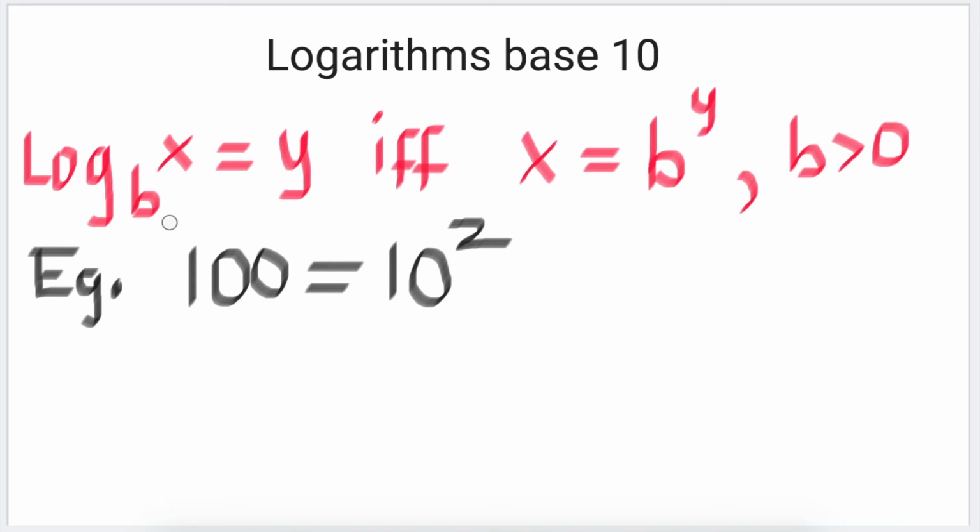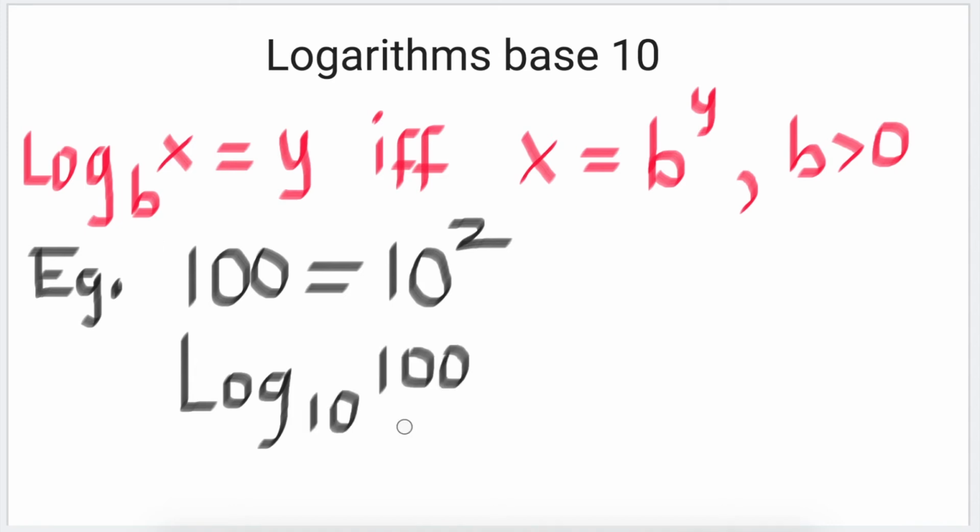If you want to rewrite this using logarithms, then this would be log base 10 of 100. And if you know that it's 100, then what is the exponent that gives us 100? The exponent is 2. So in this way, we have rewritten the exponential form in logarithmic form.